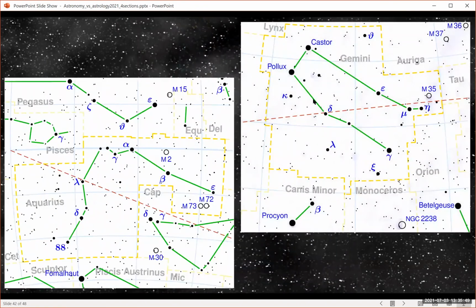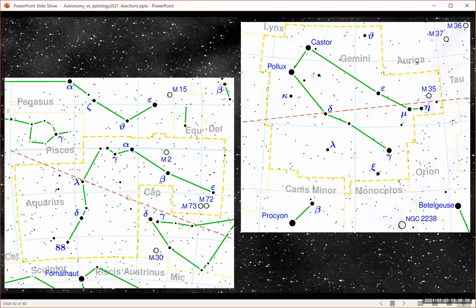So here I've got Gemini. You can see here's Taurus, here's Orion, here's Monoceros, here's Canis Minor. So we've been looking at all of these the last few slides. And this is the classic stars of Gemini, but everything that's inside of this yellow boundary is considered to be in Gemini. Likewise, here I'm looking at Aquarius. So everything inside of this yellow boundary is in Aquarius, but I can see Pisces here, Pegasus up here. And so this helps us to see where things are.